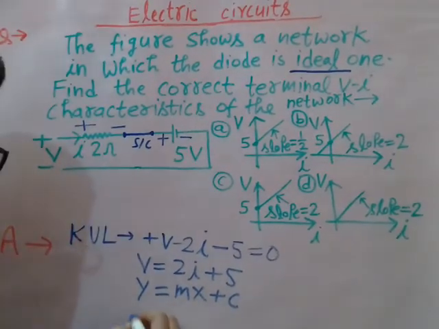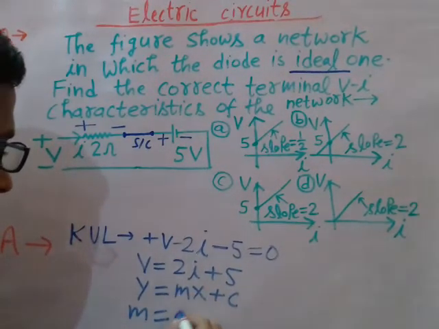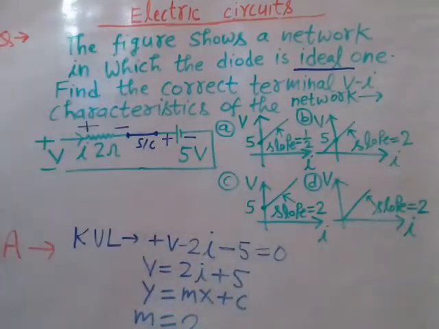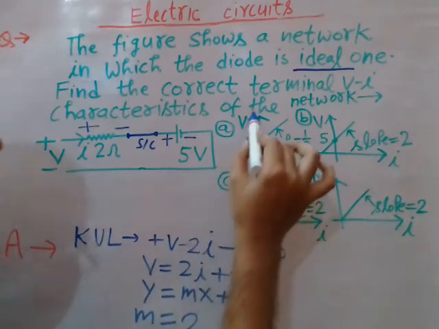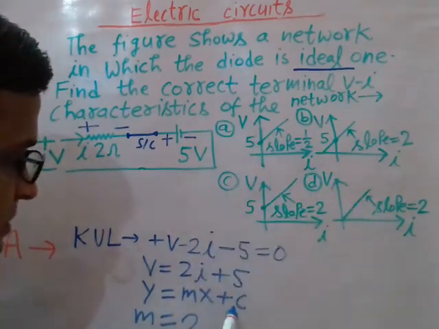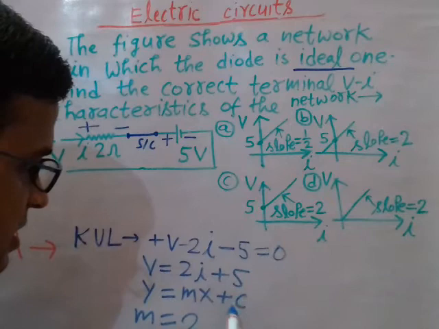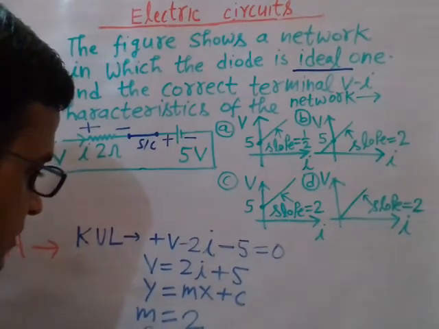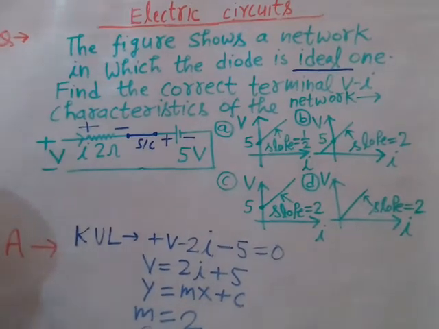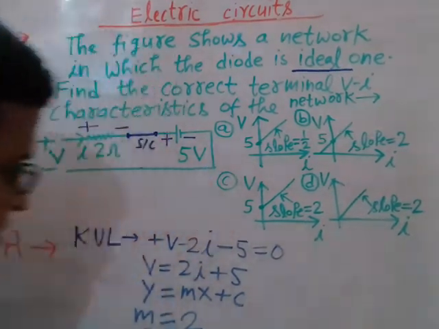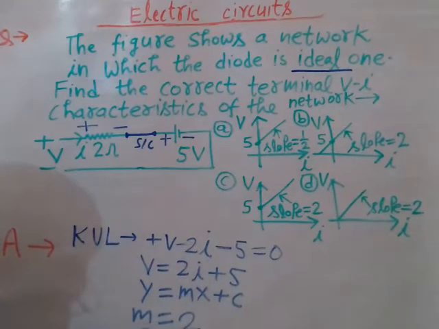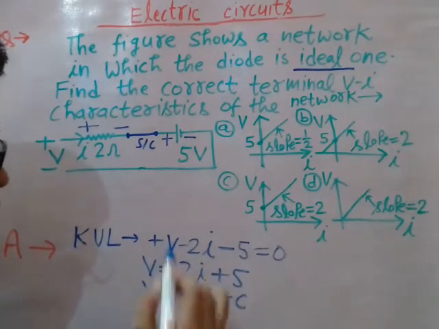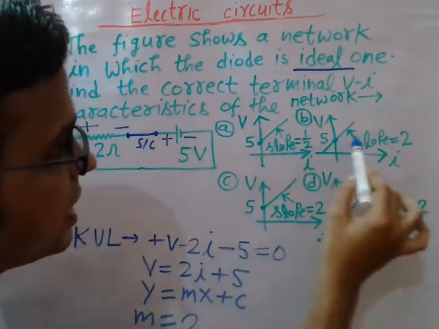Can you tell me what the slope is? Slope m is 2. So which option is correct? Just have a close look at it. In this figure, the intercept is represented by the constant c. C is 5. So the intercept on the vertical axis is 5. The intercept should be 5 and the slope should be 2. So which characteristic is correct?